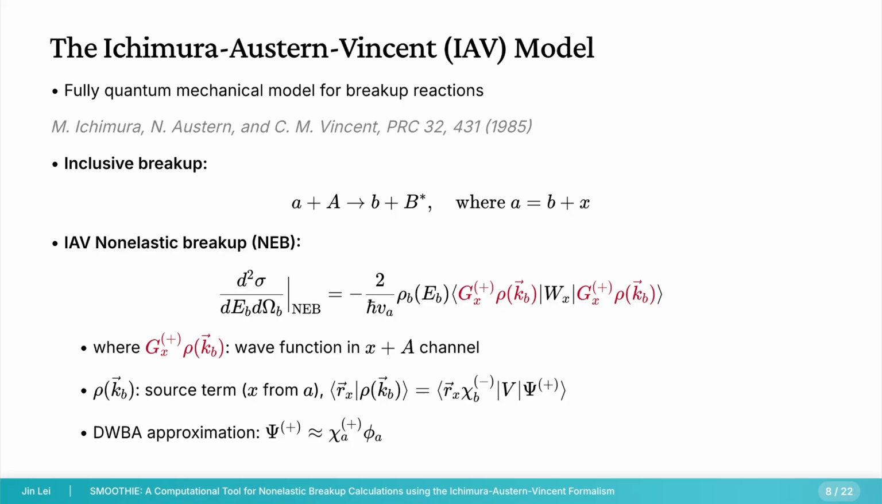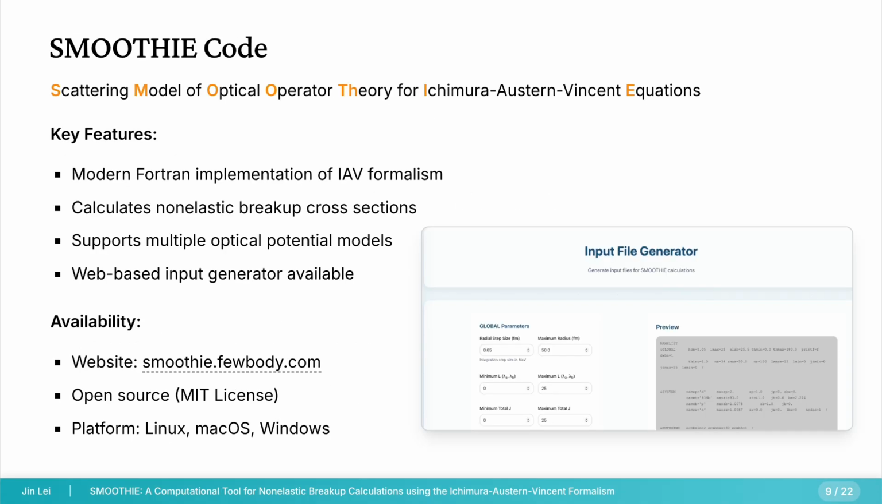Just below, the slide defines the ingredients. G sub X plus times rho of k sub B is the wave function in the X plus A channel. Rho of k sub B is the source term, which means the X particle is not a free X, but comes together with the projectile A. It is given by the overlap of chi sub B minus, the interaction V, and the full incoming state psi plus. For practical calculations, we also show the DWBA approximation, where psi plus is approximated by chi sub A plus times phi sub A.